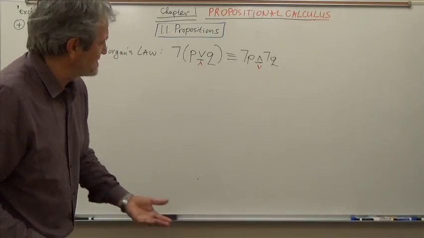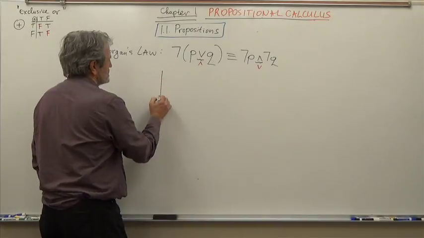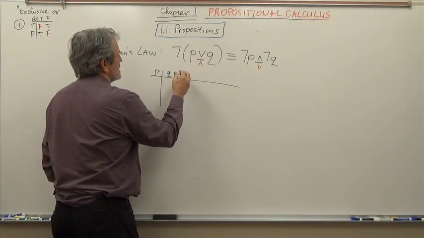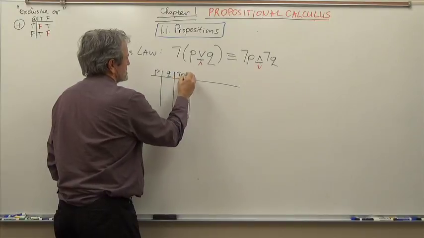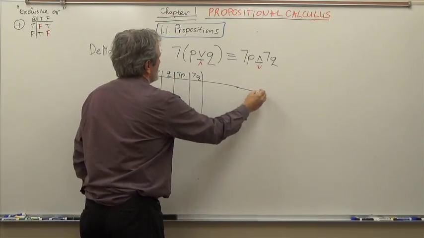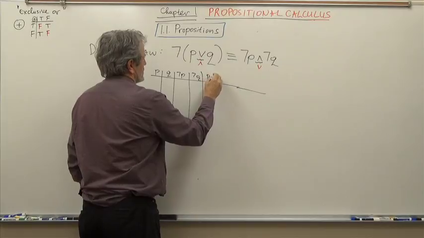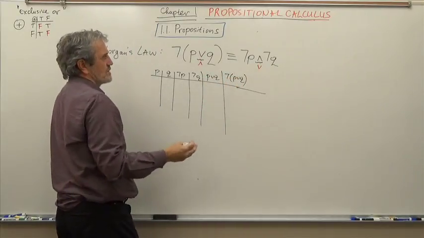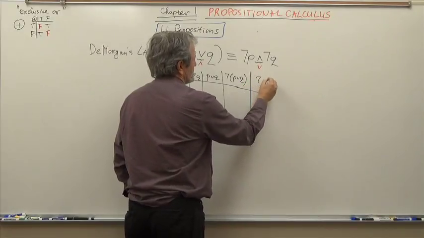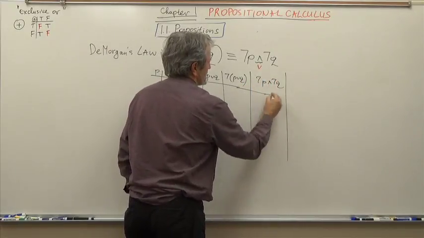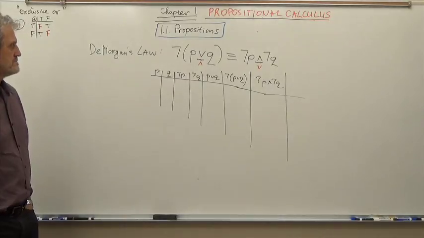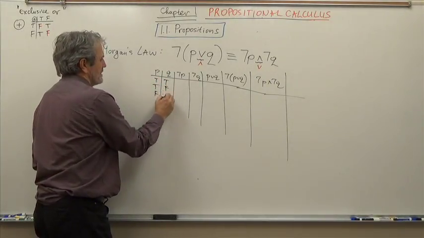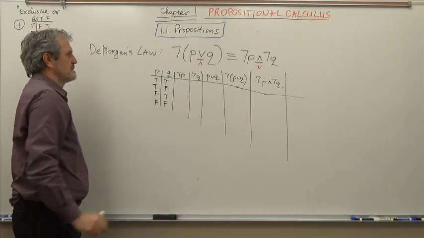Let's practice this quickly. So what do we do here? Here is P, here is Q. We need both negations individually. Then we need P or Q. We need the negation of P or Q, which is our left side, and not P and then not Q, which is our right side. Again, we go true, true, true, false, false, true, false, false.